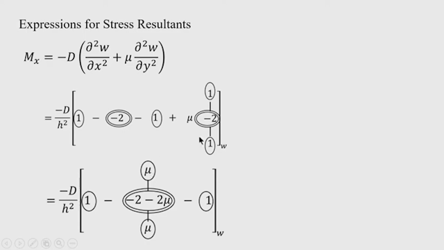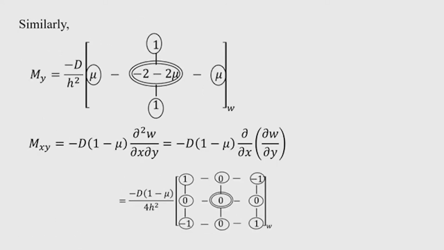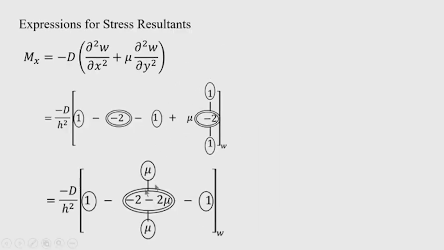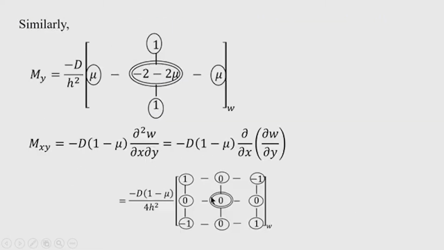After adding this you get the central node as minus 2 into mu, and in the upward direction mu into 1, and in the downward node also mu into 1, and the other nodes are 1 and 1. So this is the full stencil for m x. Similarly, we can write the bending moment m y. You can see the difference: the vertical row is now placed in the horizontal position. So we get m y like that.